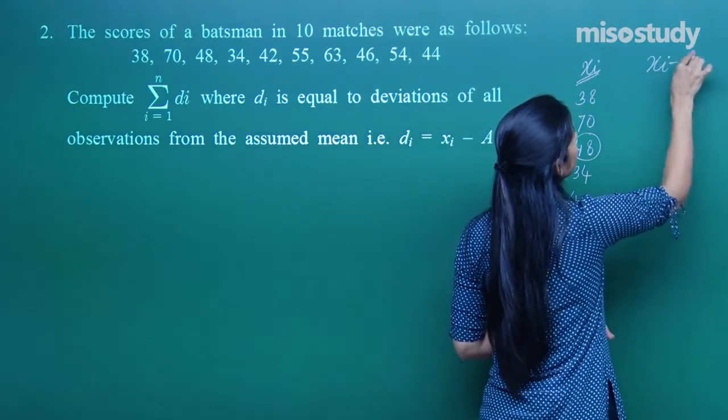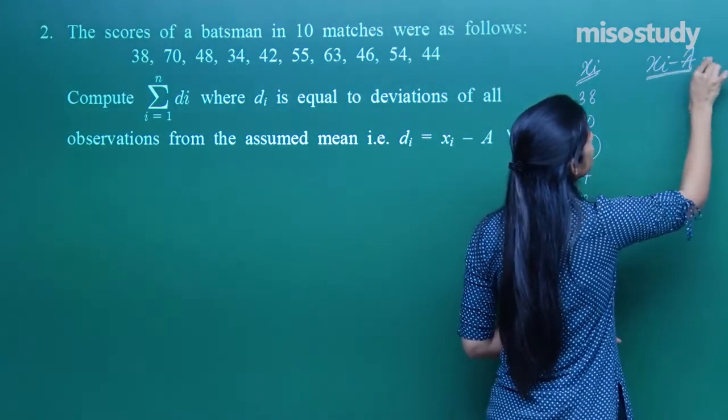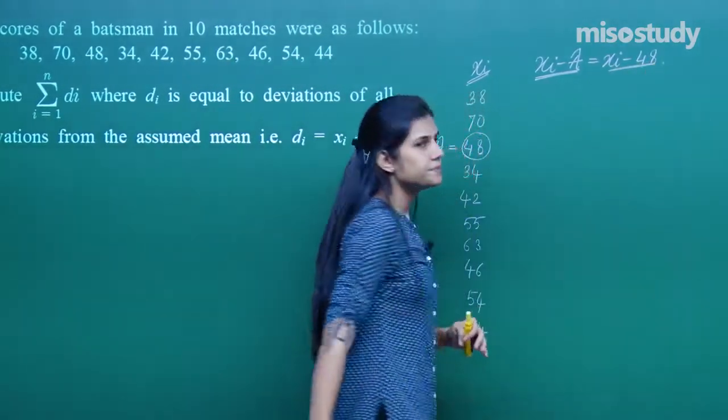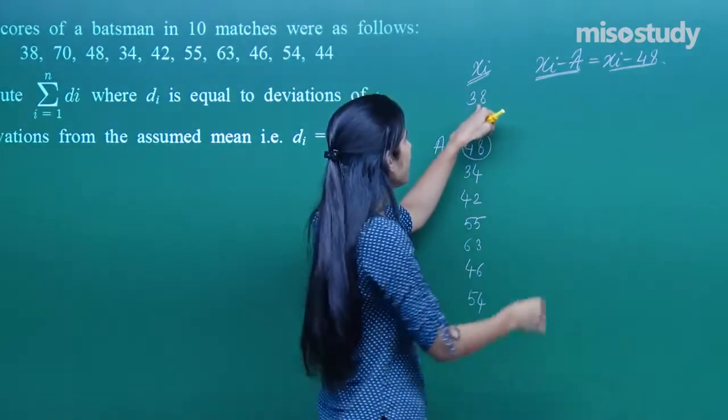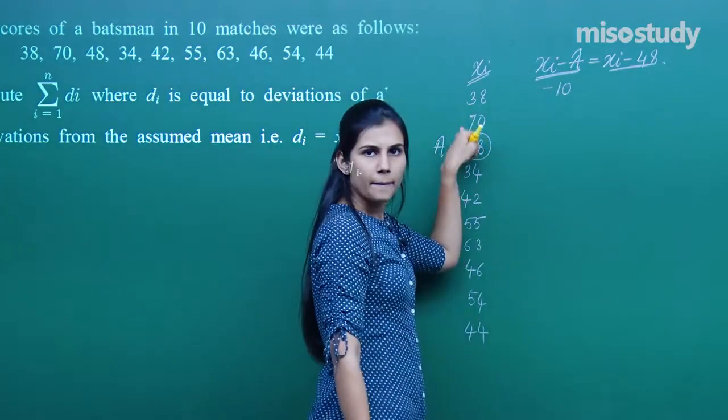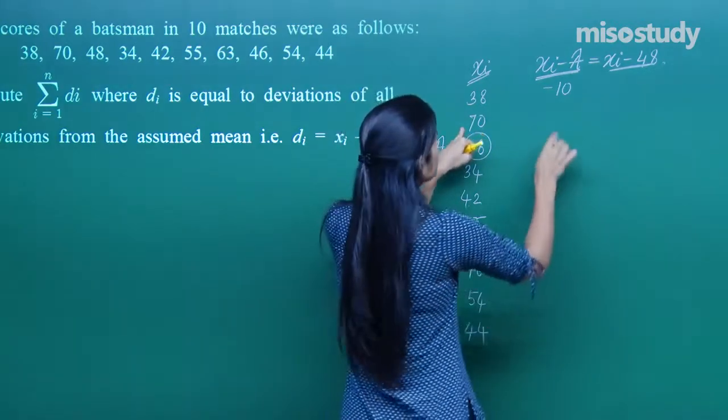Next would be calculating deviations of xi from the assumed mean. 38 minus 48 gives me minus 10. 70 minus 48 gives me 22.